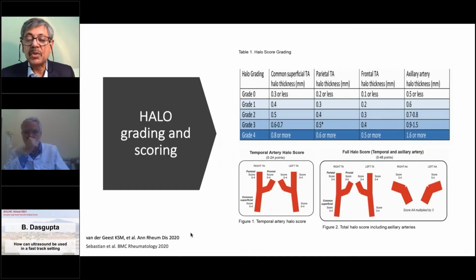So I now start calling the ultrasound in GCA the 8-vessel scan. You can do 10-vessel scans, for example, if you want to use facials, or a 12-vessel scan if you want to use occipitals. But your 8-vessel scan is your basic minimum. And here you can see the 8-vessel scan. So you have the common temporal, the parietal, and the frontal, and so that makes 3 segments on either side. So 6 on both sides, and then you have the 2 axillary arteries.